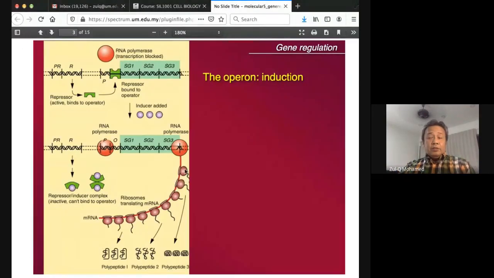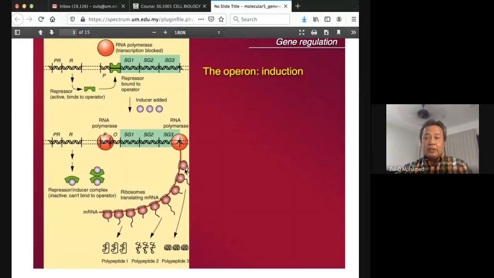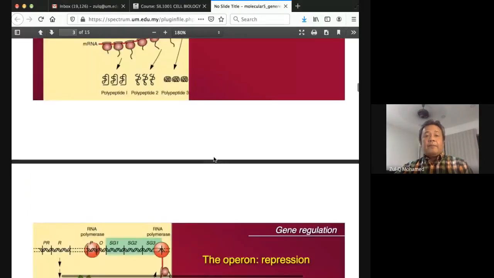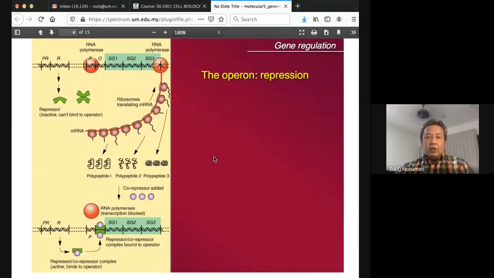So you have ribosomes. Transcription and translation occurring together means that this is coupling of transcription and translation. So this is a prokaryotic system, and this is an example of repression where again it's normally on and it switches off. Okay.